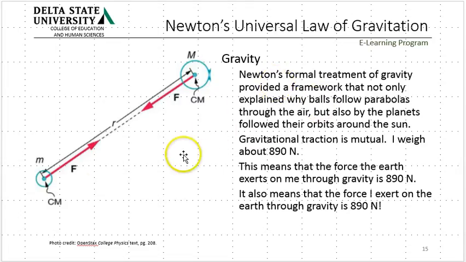And one of the things that comes out of that is that the force exerted by the moon on the earth and the force exerted by the earth on the moon are one and the same. I weigh about 200 pounds. That means I exert a force on the planet Earth through gravity of about 200 pounds. The Earth doesn't care because the Earth is so much bigger, right? Or in terms of SI units, I weigh about 890 newtons. It means I exert 890 newtons of force on the Earth through gravity.